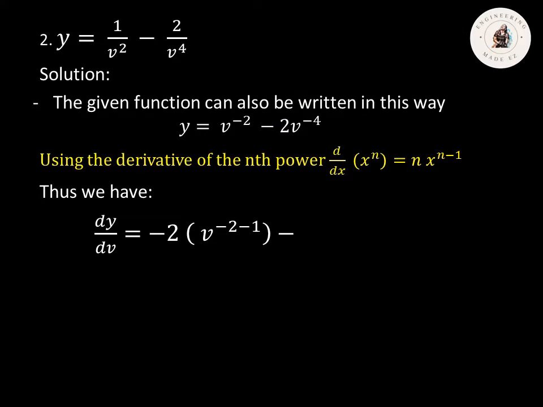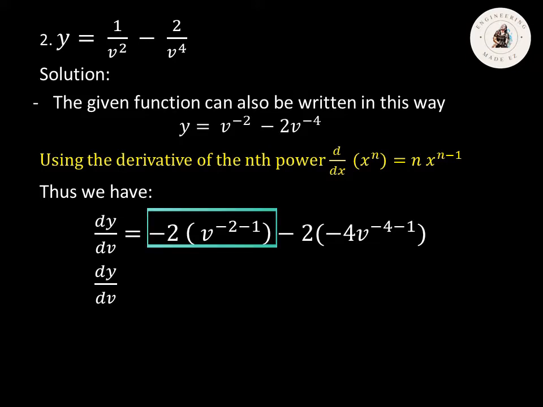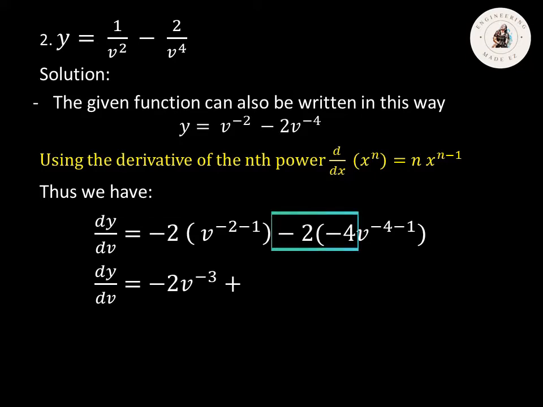we're going to write first our constant, which is 2. Then for v raised to negative 4, our n here is negative 4. So that's why we have negative 4 times v raised to the power of negative 4 minus 1. Simplifying it, we have the derivative of y with respect to v is equivalent to negative 2 times v raised to negative 2 minus 1. So we have negative 2 times v raised to negative 3 plus, simplifying negative 2 multiplied by negative 4, we have positive 8. Then v raised to negative 4 minus 1, so we have negative 5.